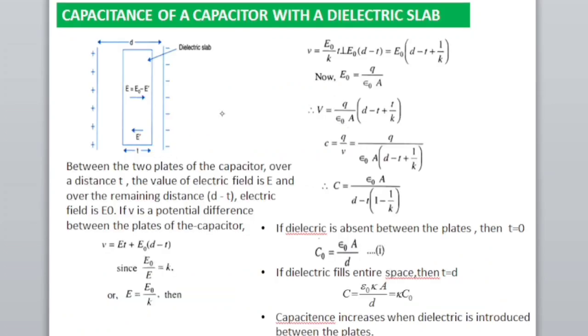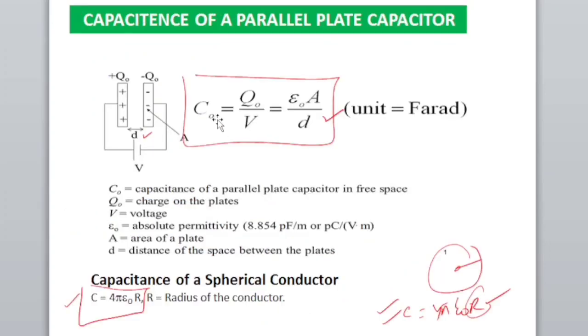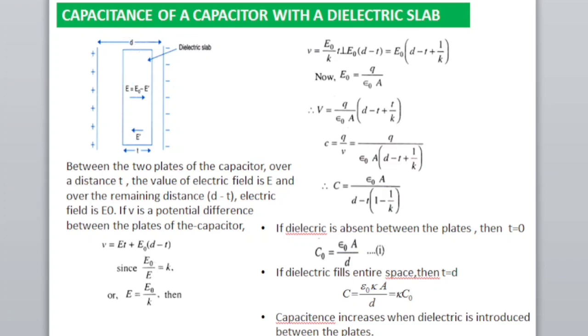Now last one is capacitance of a capacitor with a dielectric slab. What happens when a dielectric slab is placed between the plates of a capacitor? If there is free space, then capacitance is given by C naught equal to A epsilon naught by D. But if a dielectric is placed between the plates, then what is the value of this capacitance? You know, when a dielectric is placed, it reduces the electric field. External electric field is E naught from plus to minus, the positive to negative. But if you place this dielectric in between these two plates having thickness T, then it reduces the field to E dash.